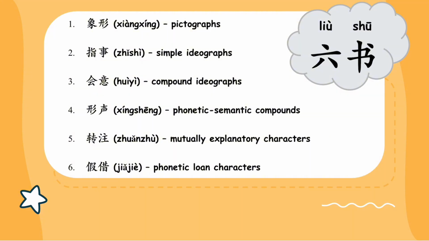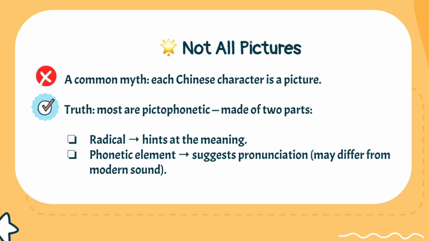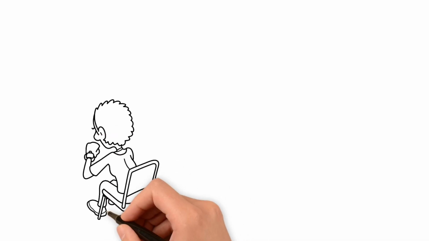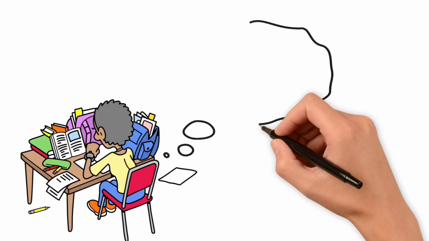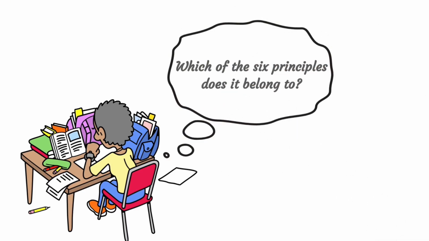for you. Which type of the liùshū do you think is the most helpful for modern learners like us? Since 80% of Chinese characters are 形声 phonetic semantic compound characters, mastering radicals and sounds will open the door to reading thousands of characters. Chinese characters are not just pictures, they are a system full of creativity, logic, and history. So the next time you want to learn a new character, ask yourself, which of the 6 principles does it belong to?